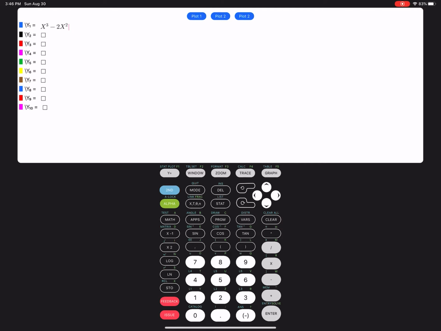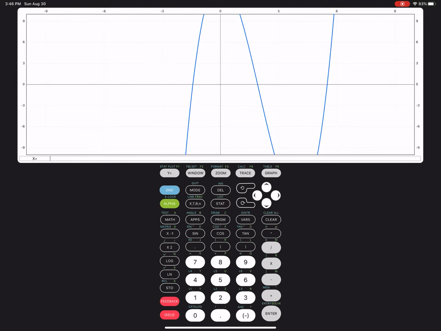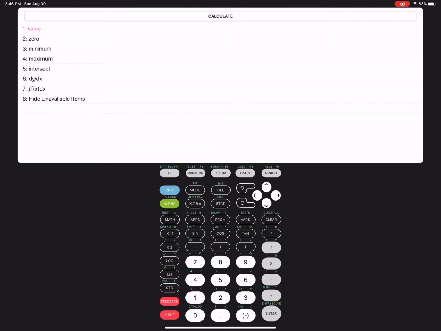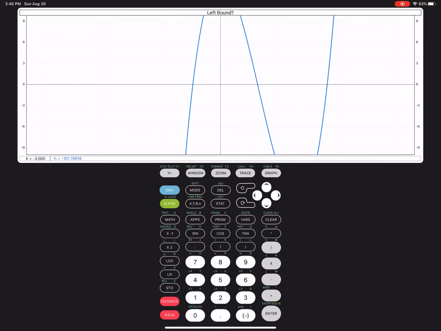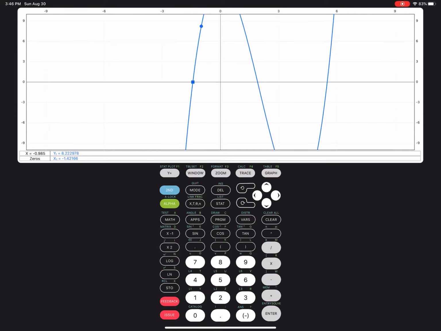So if I type into the function x cubed minus 6x squared plus 15 and hit enter, I see that I've got 3 roots, so I'm going to calculate these roots. Second calc, zeros. I'm going to go on the left bound, I'm going to go on the right bound, and I get a 0 at negative 1.4.